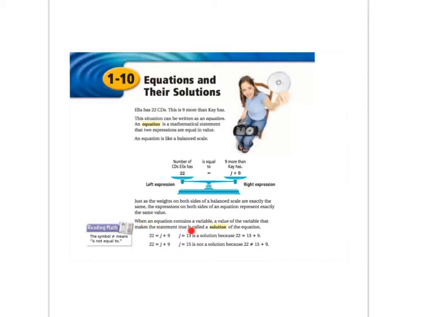When an equation contains a variable, a value of the variable that makes the statement true is called a solution of the equation. So here we see 22 is equal to J plus 9. J is equal to 13 is a solution because 22 is the same as 13 plus 9. But if we were to say J was 15, that would not be a solution because 22 is not the same as 15 plus 9. Now, right here it says reading and math. The symbol with the equal sign with a slash through it means is not equal to.